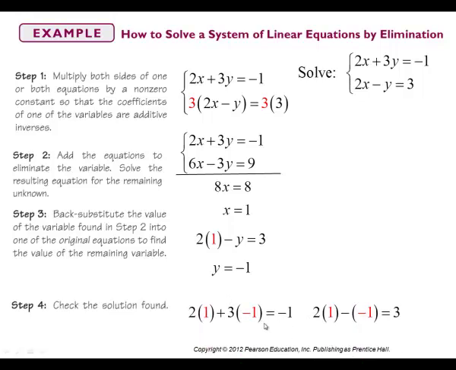So to check it, whichever equation we used to find the y, we have to use the other equation to check it. Because if we use this one here and we made a mistake, we won't find out if we made an error or not. But we will if we put it into the first equation. Okay, so our solution is 1, negative 1.